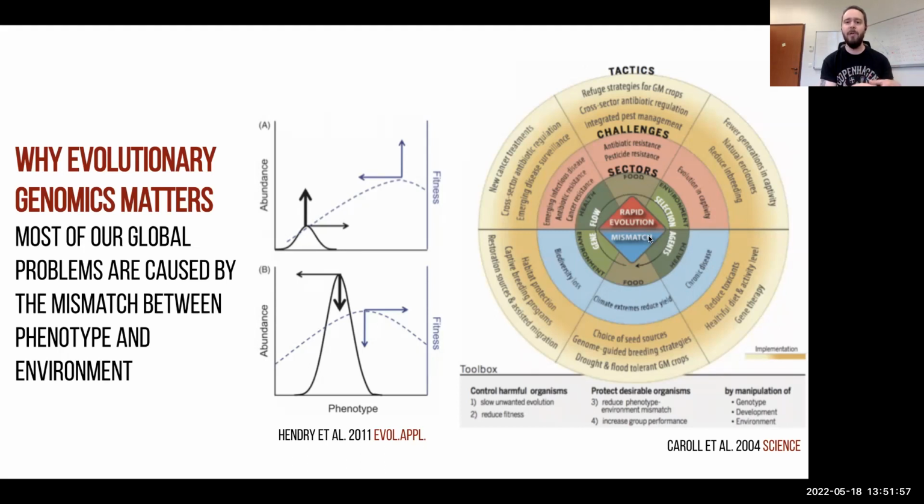What do we mean by that? When we look at most of our global problems, let's say emerging chronic diseases, where our health is deteriorating and we're seeing many more diseases than we did in the past, most of this can be traced back to the mismatch between the phenotype and the environment. What do we mean by this?